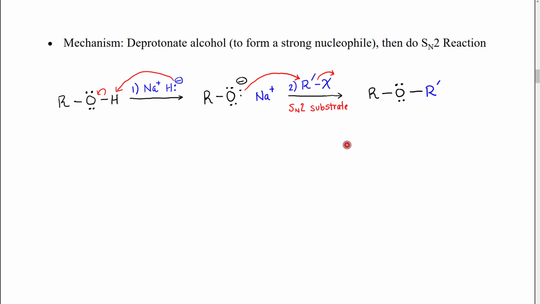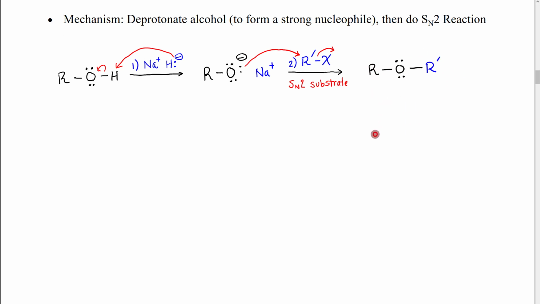In step 2 then, we add the R'X SN2 substrate. The alkoxide becomes a nucleophile. It performs backside attack on the R' carbon, pushes out the halide, and we are left then with this molecule, which is an ether.